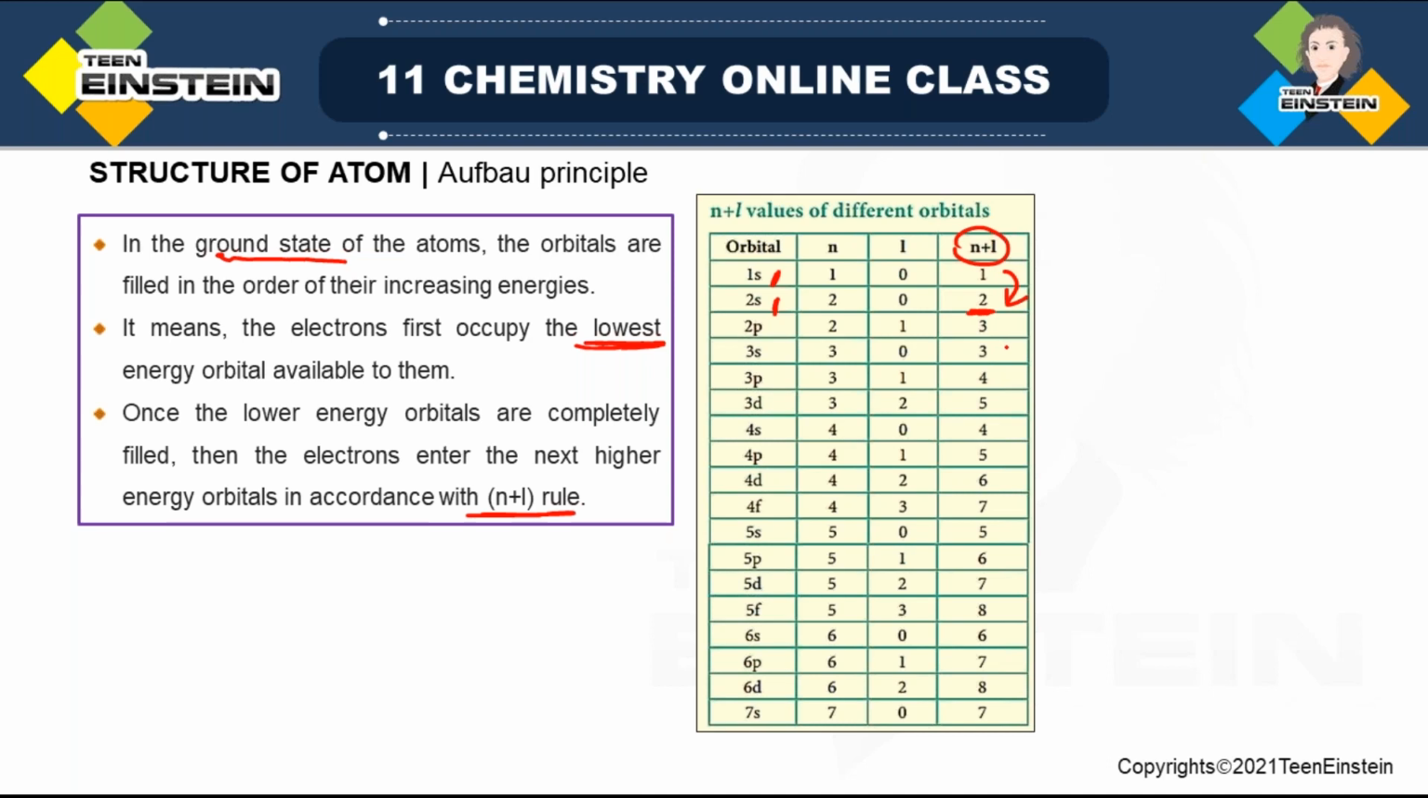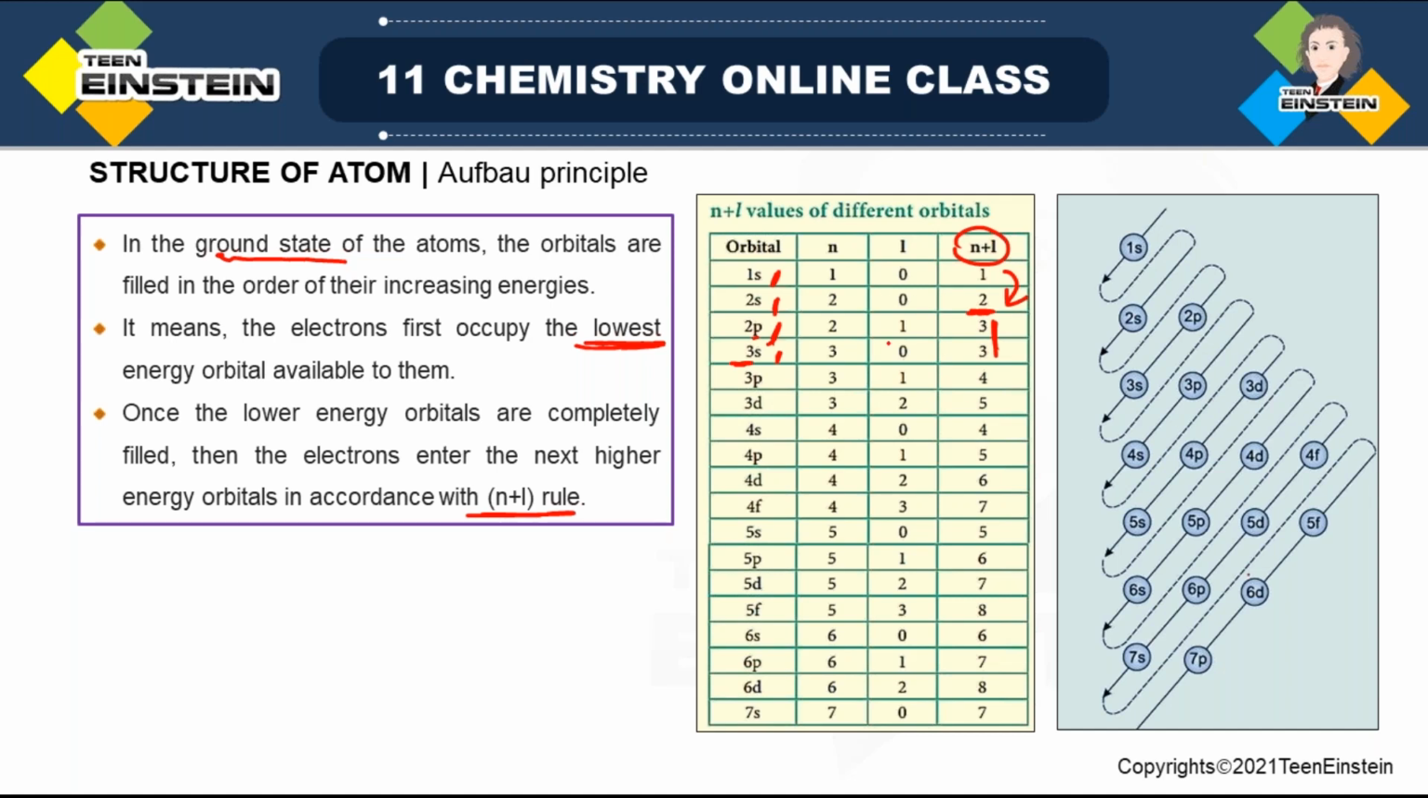But sometimes there is a tie. For example, 2p and 3s both have the same n plus l value, and in that case you have to choose as higher energy the orbital having the higher principal quantum number. Among 2 and 3, 3 is higher, so 3s will have higher energy than 2p. Similarly, there are some more orbitals where the n plus l value is the same. You have to keep in mind that where it is the same, you choose the higher principal quantum number.